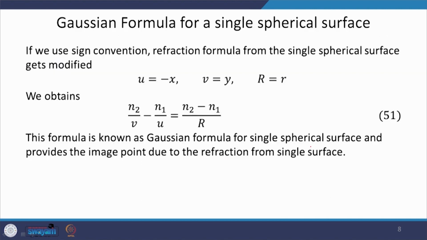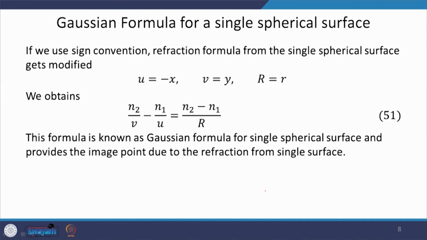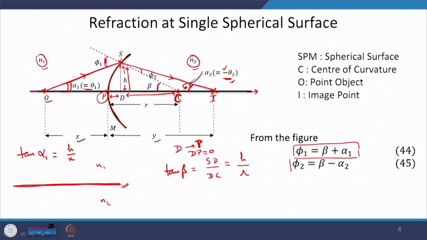Now, if we apply this in the formula which we derived in the previous slide, equation number 50, let us see what we get. If we use the sign convention, the refraction formula for the single spherical surface gets modified. How does it modify? Here in this figure, you see that the object is on the left hand side of P. It means x, using sign convention, would be a negative quantity, while y would be positive.